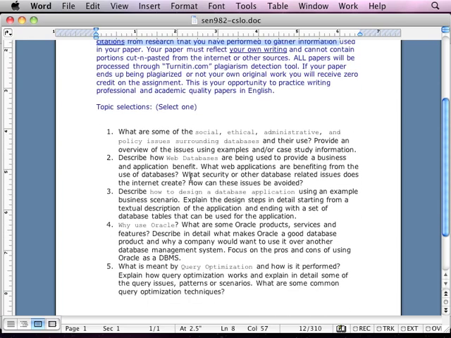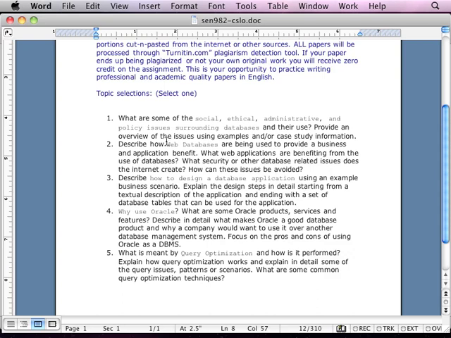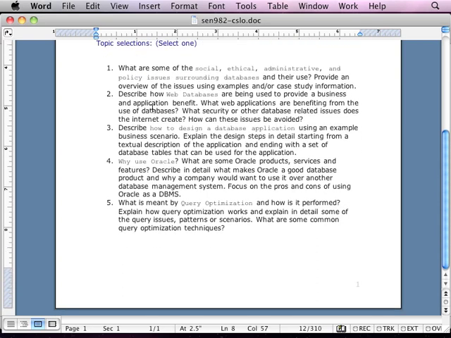So in terms of your topic selections, you're going to pick one of these topics. And here are your choices. You've got 5 choices to choose from.